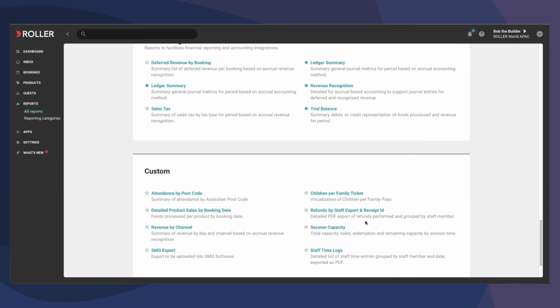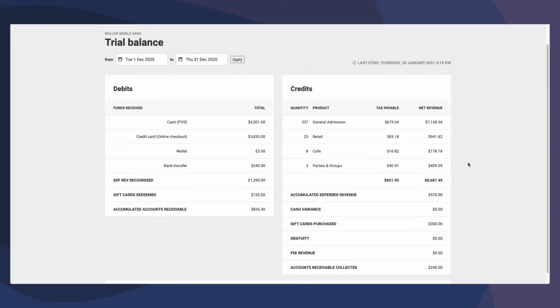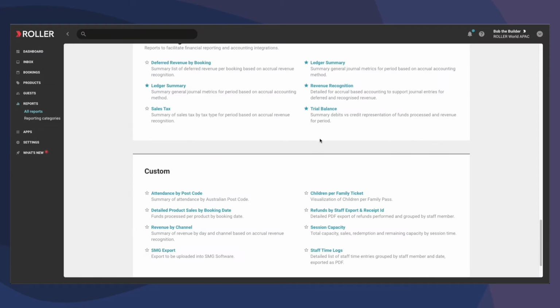The trial balance report is also a great summary report that will present the financial data in the form of debits versus credits of funds processed and revenue for a particular period.